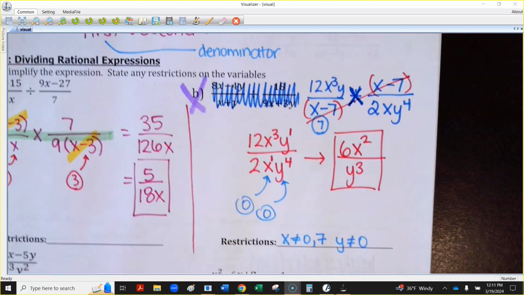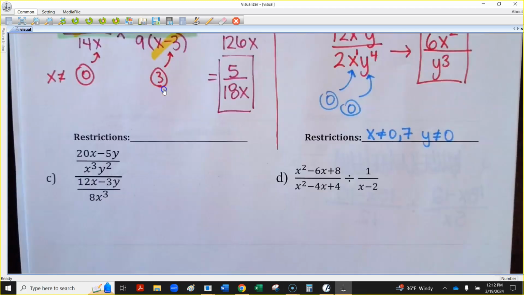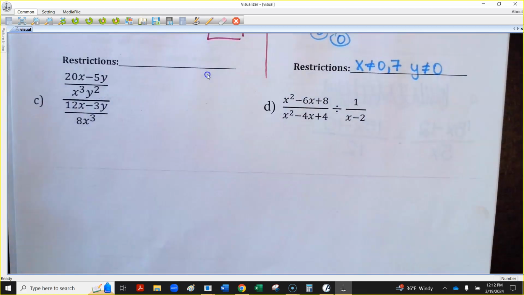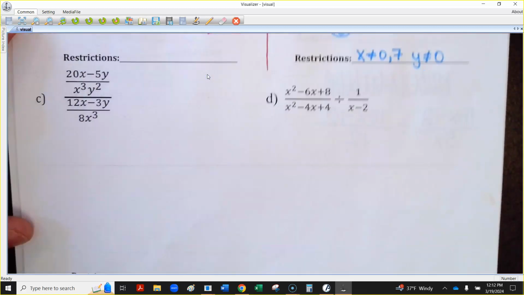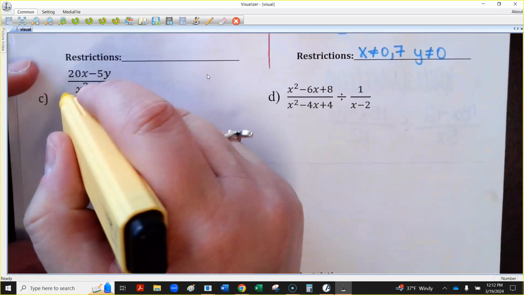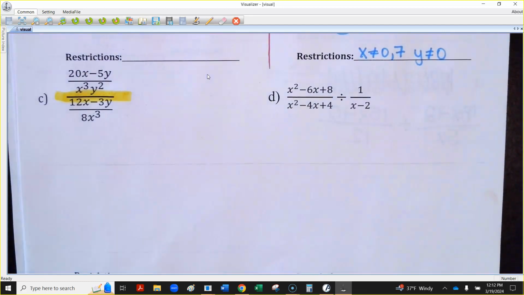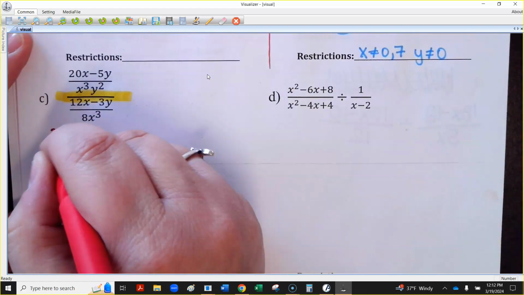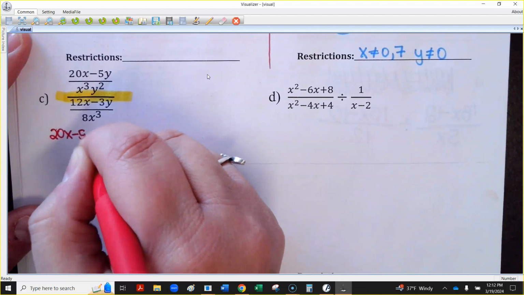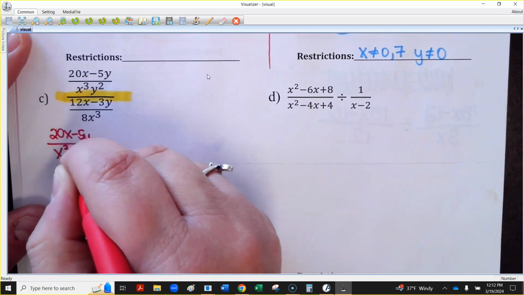Now, this next problem, I swear to you, it looks horrible, but it's not. This is just a different way to write the problem we literally just did. Instead of writing two separate fractions, I just put a big division bar in between. So here's what this would look like: you'd have the 20x minus 5y over x cubed y squared.